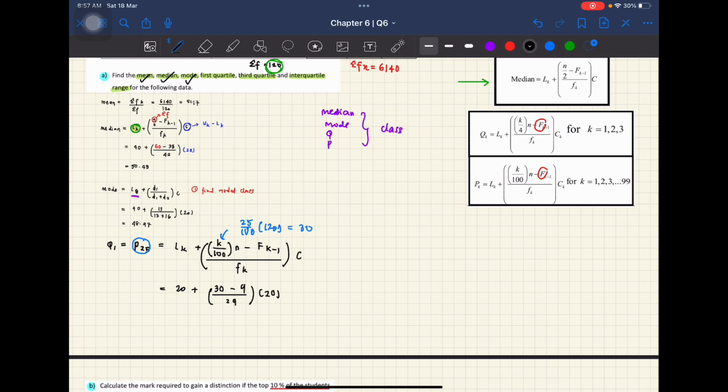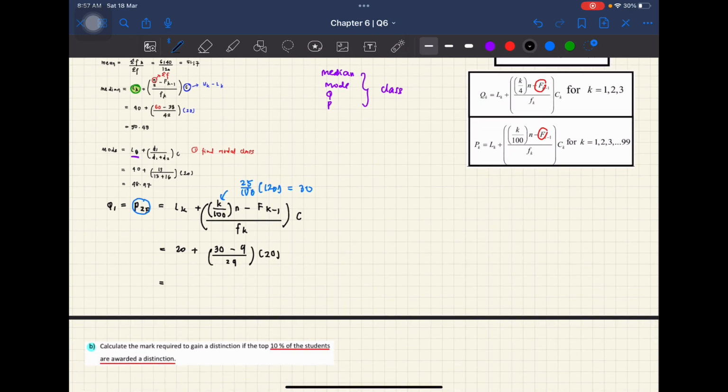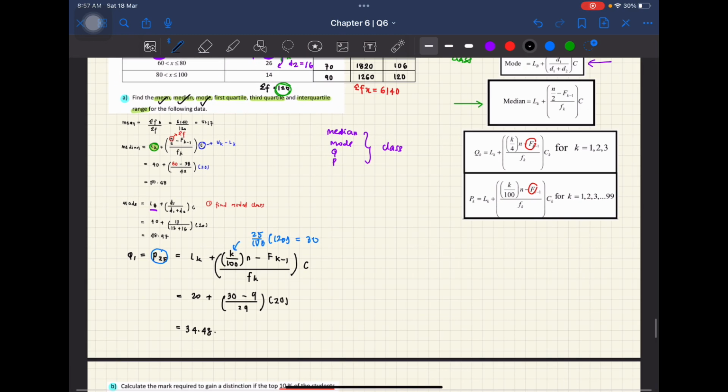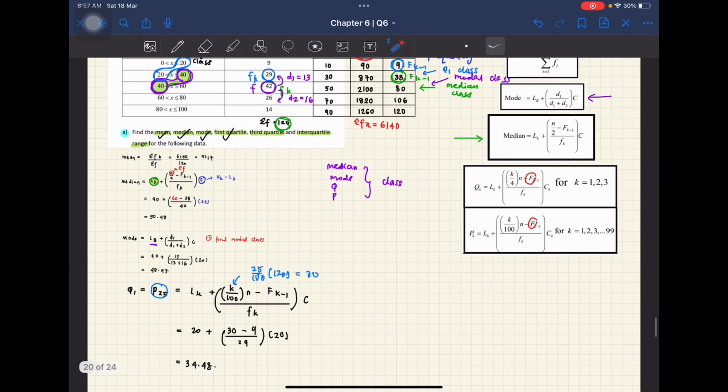Okay, so kita akan dapat jawapan 34.48. Settle. Okay, so that's it for the first quarter. So yang ini awak settlekan sendiri. Dah boleh dah ni buat. Okay, so it's easy. Alright, so tak susah apa sebenarnya.